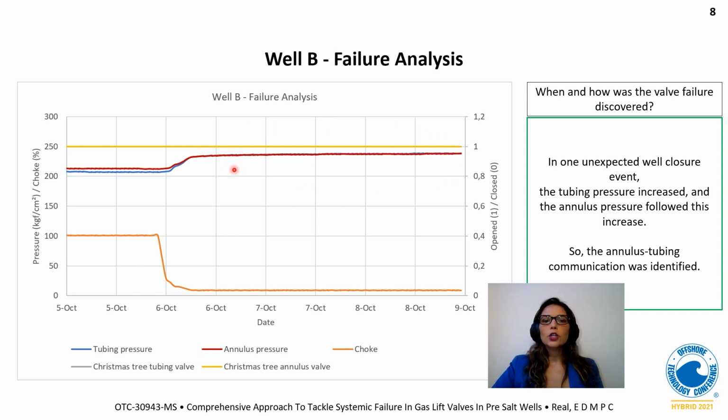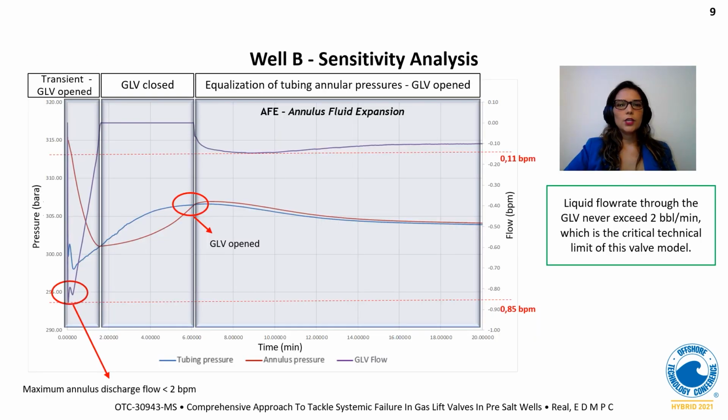And there is another evidence of the hypothesis presented in the previous slide. A transient multiphase flow simulation was performed considering the kickoff condition. The result is shown in this chart, where you have the pressure trend in the left ordinate axis, the flow rate trend in the right. The tubing pressure is represented by the blue line, the annulus pressure by the red line, and the gas lift flow by the purple line.